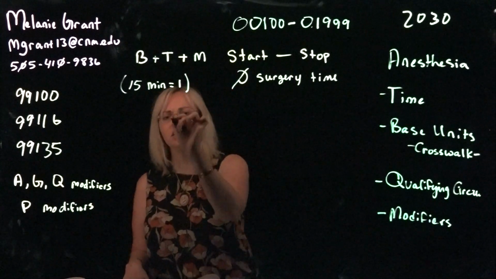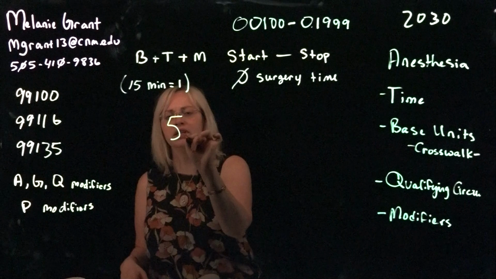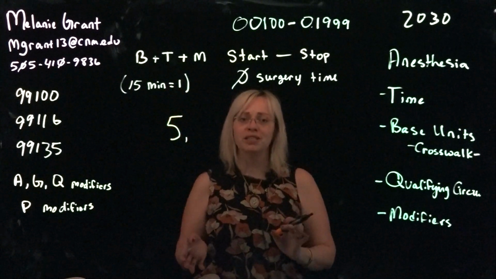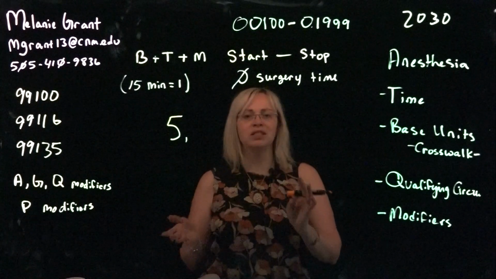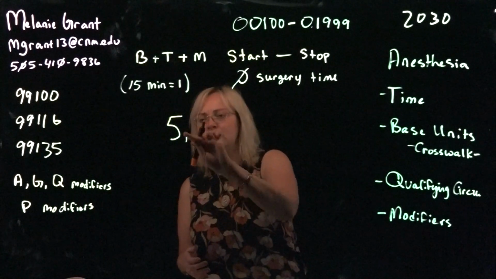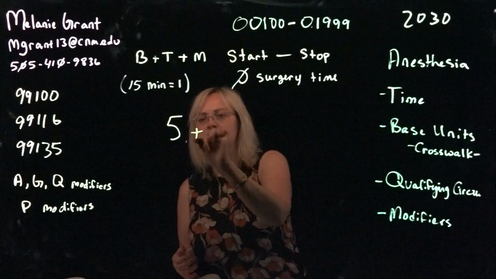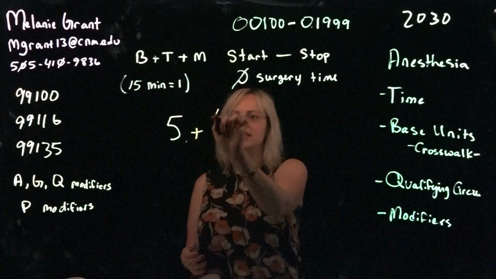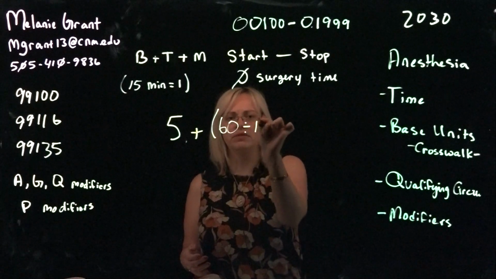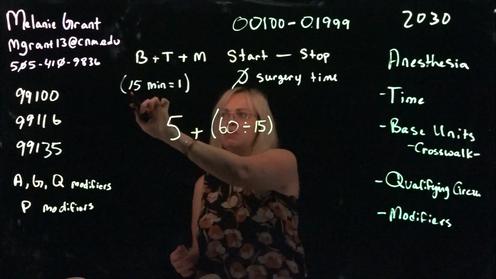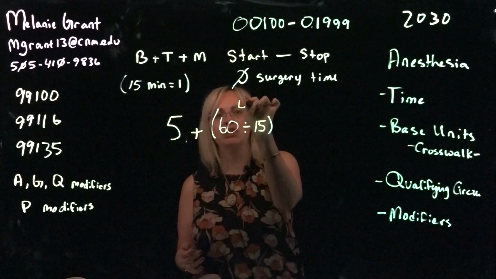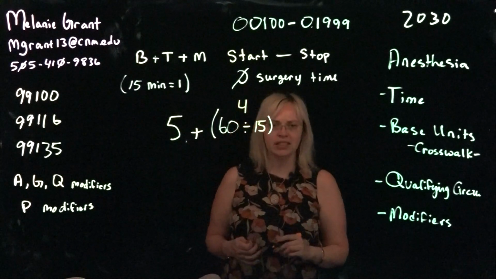So let's say you had the number 5 as your base unit. This is on a separate form. You'll see in Excel that I'll be presenting for you guys this week. So it's very simple. You look up the code, find the unit, add your number. Now let's say you have a patient in for 60 minutes. So you would have 5 plus the time, 60 minutes divided by 15 minutes. Because your time is 1 unit is equal to 15 minutes of time. So that's going to be a total of 4 units for that time.